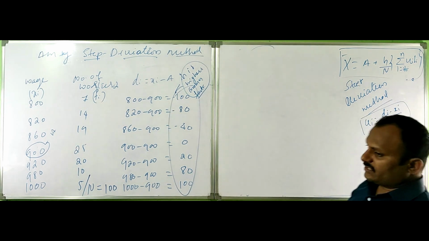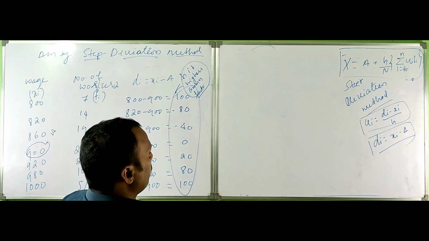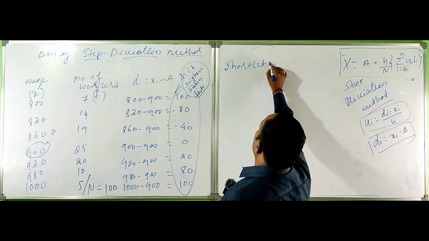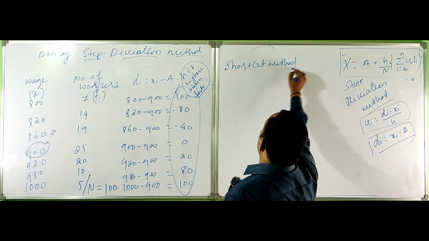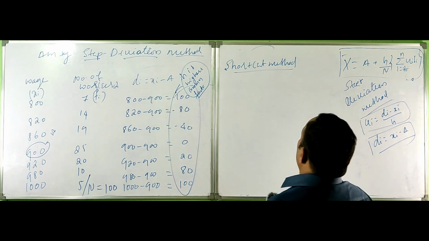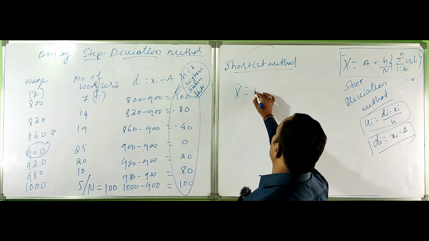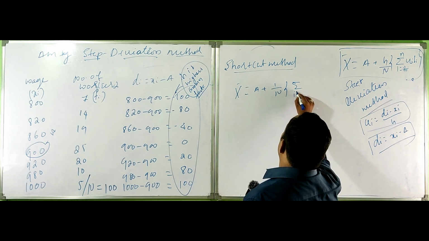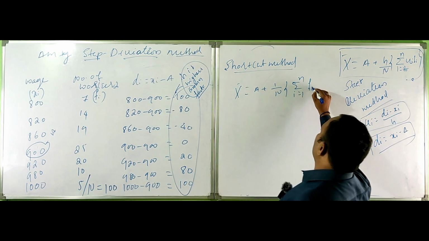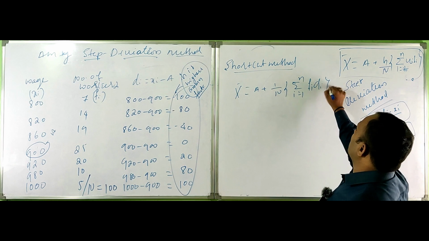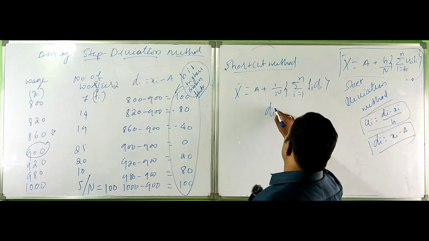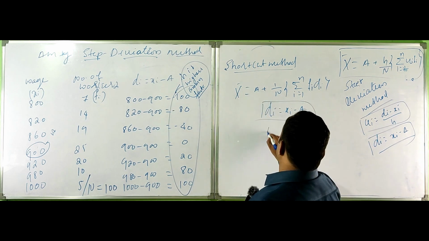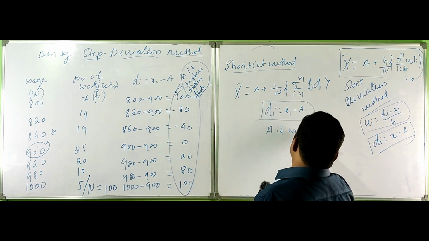Same, right? In the second method, the shortcut method, what do we have? x bar is equal to a plus 1 by n into summation of i from 1 to n of fi di. What is di here? di is xi minus a. And what is a here? a is the middle value.